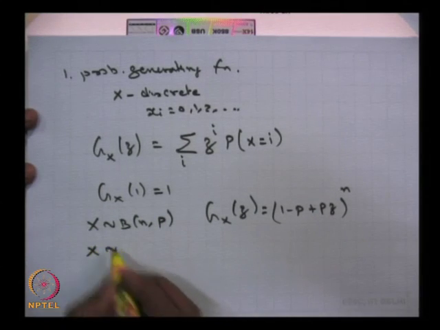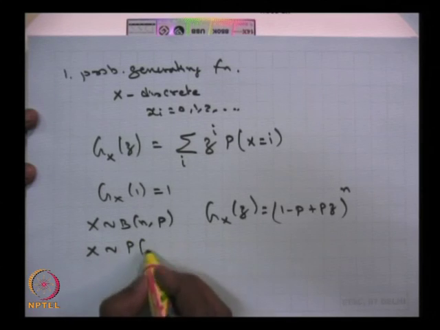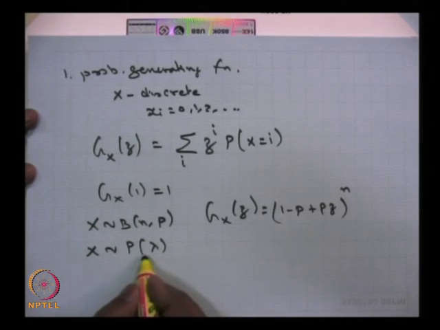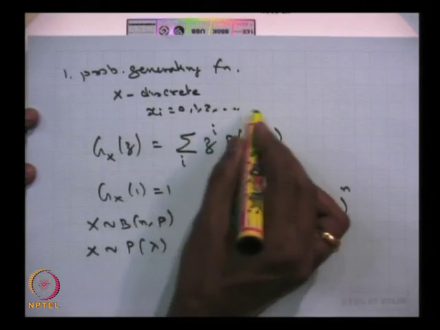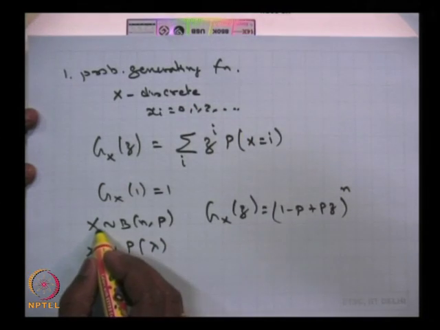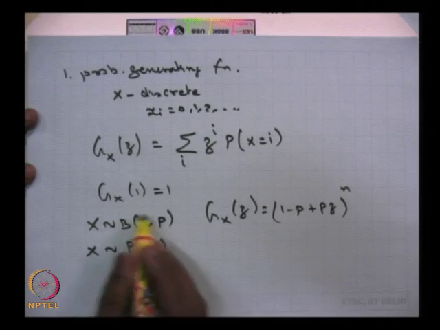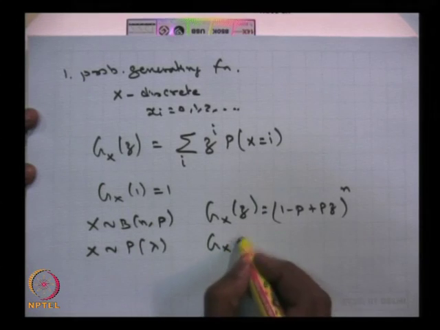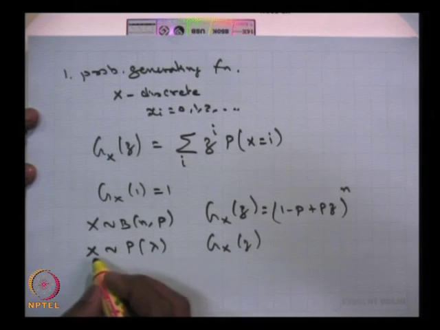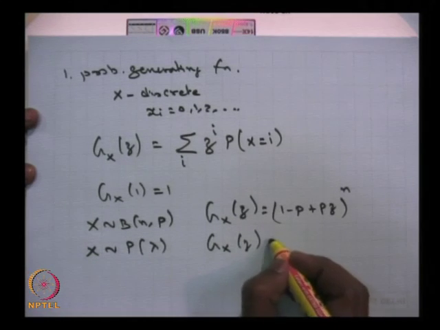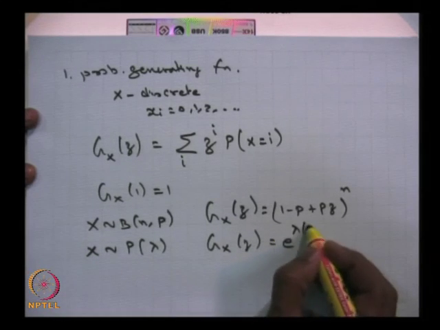Suppose x is a Poisson distribution with parameter lambda. This is also a discrete random variable and the possible values are countably infinite, whereas for the binomial the possible values are countably finite. Here also you can find the probability generating function for the random variable x, that is going to be e power lambda times (z minus 1).